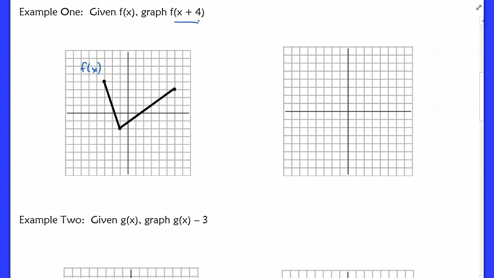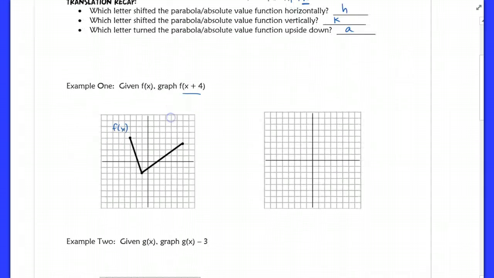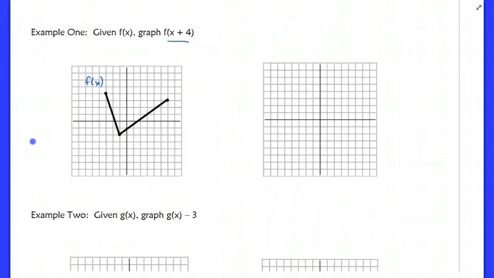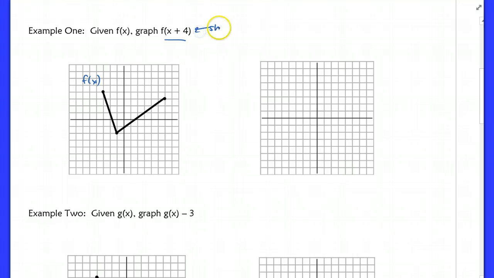So this is mimicking what we're seeing when we have a value inside like this. Okay, so x minus h. This is the same idea here. So we know that this is going to shift horizontally, and in this case you're going to shift everything to the left 4 units. This affects your y, or sorry, your x variable. So this affects the x. Okay, so a horizontal shift will affect your x values.